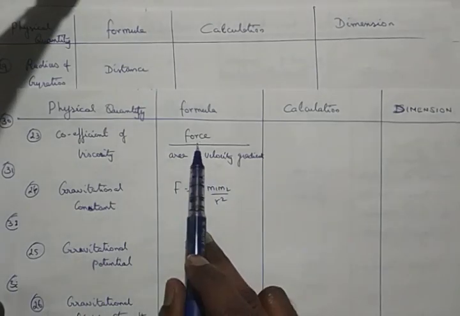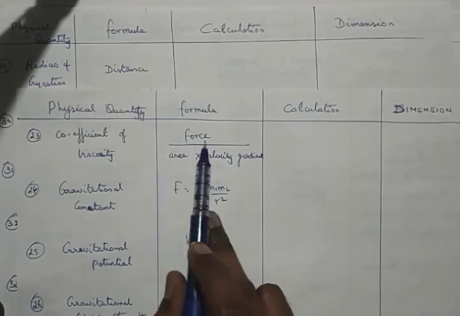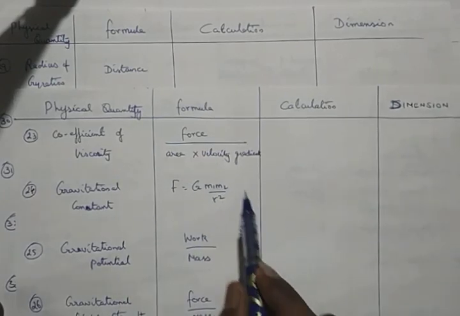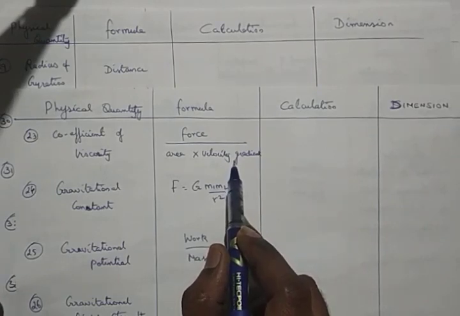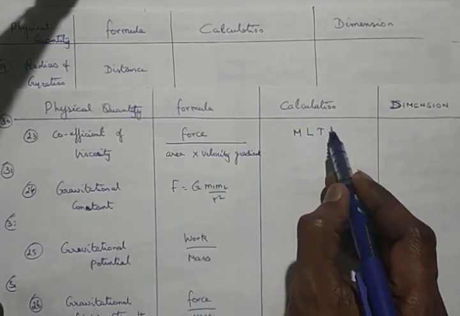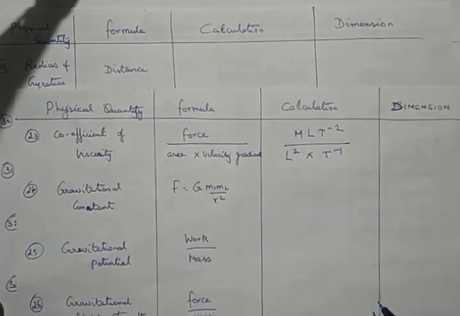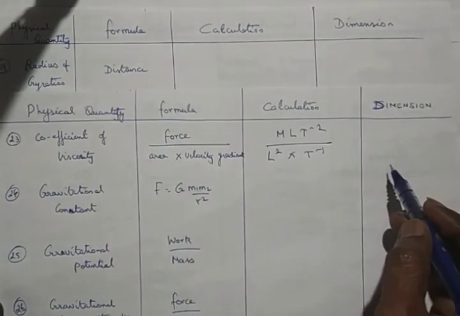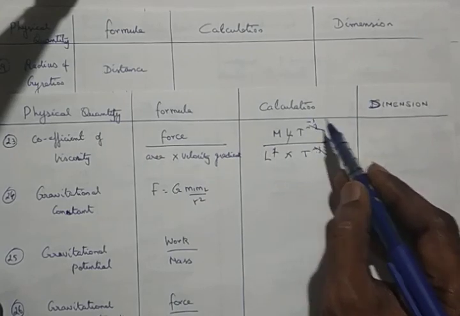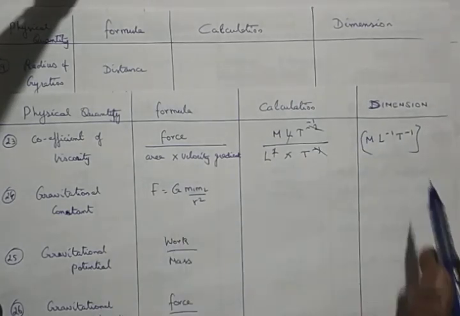The formula actually talks about force upon area and velocity gradient. So force upon area is already pressure. Pressure upon velocity gradient, if you say itself, it is okay. We have already seen velocity gradient. What is velocity gradient? Velocity upon distance. So we can easily come up with this formula: M L T minus 2 upon L2 into T minus 1. Once you finish this final calculation, this length and this one will get cancelled. Here also 1 will get cancelled, and here it will become minus 1. So you get M L minus 1 T minus 1. This is coefficient of viscosity.